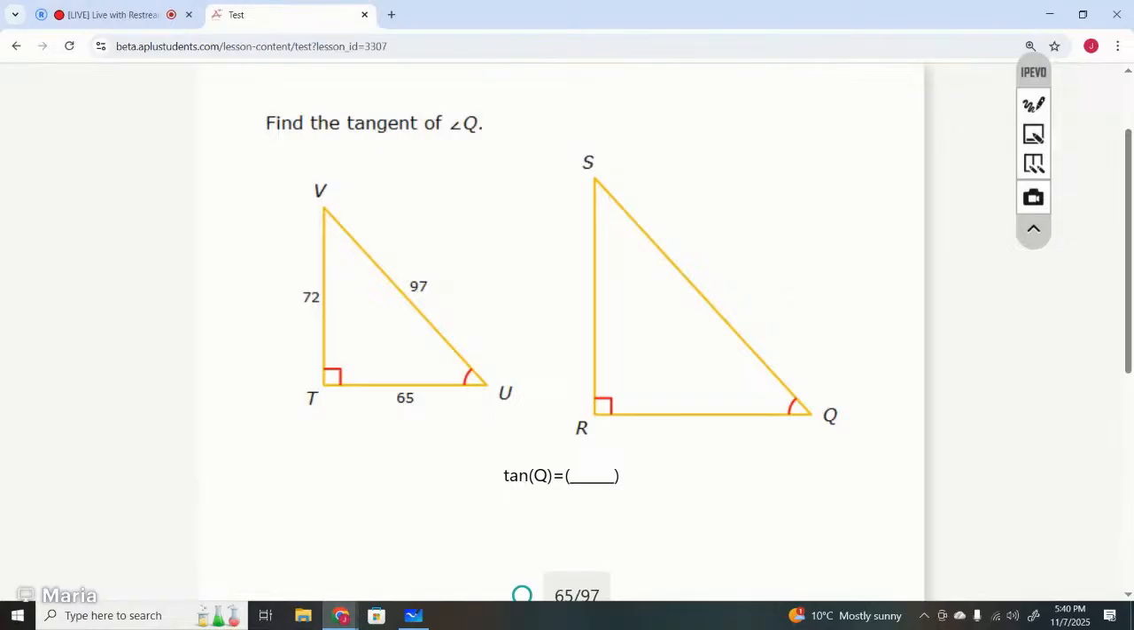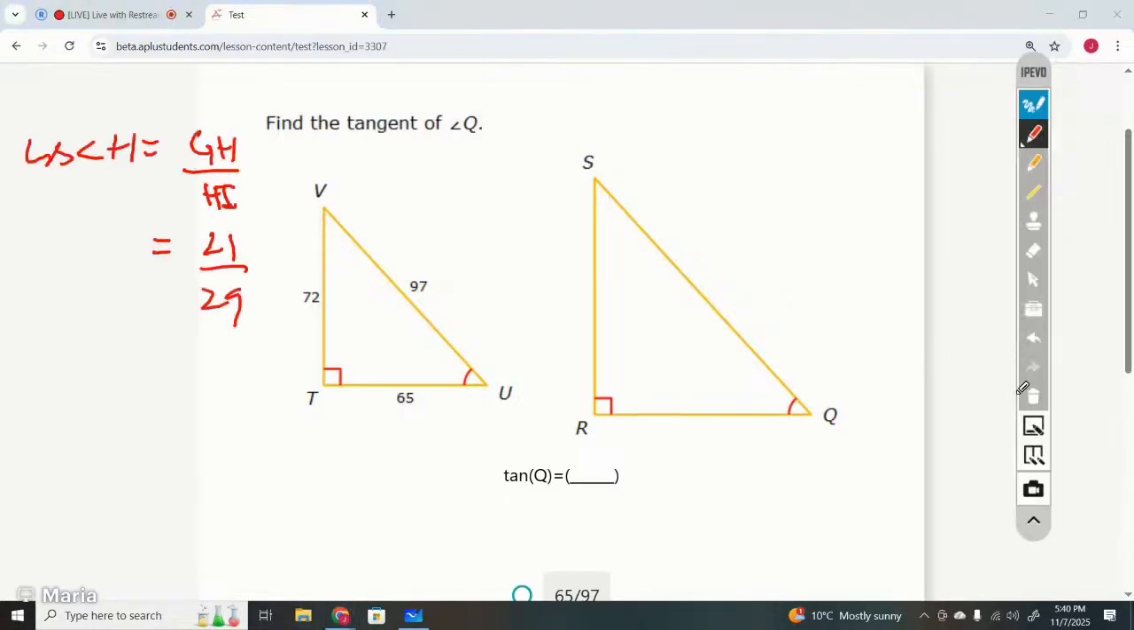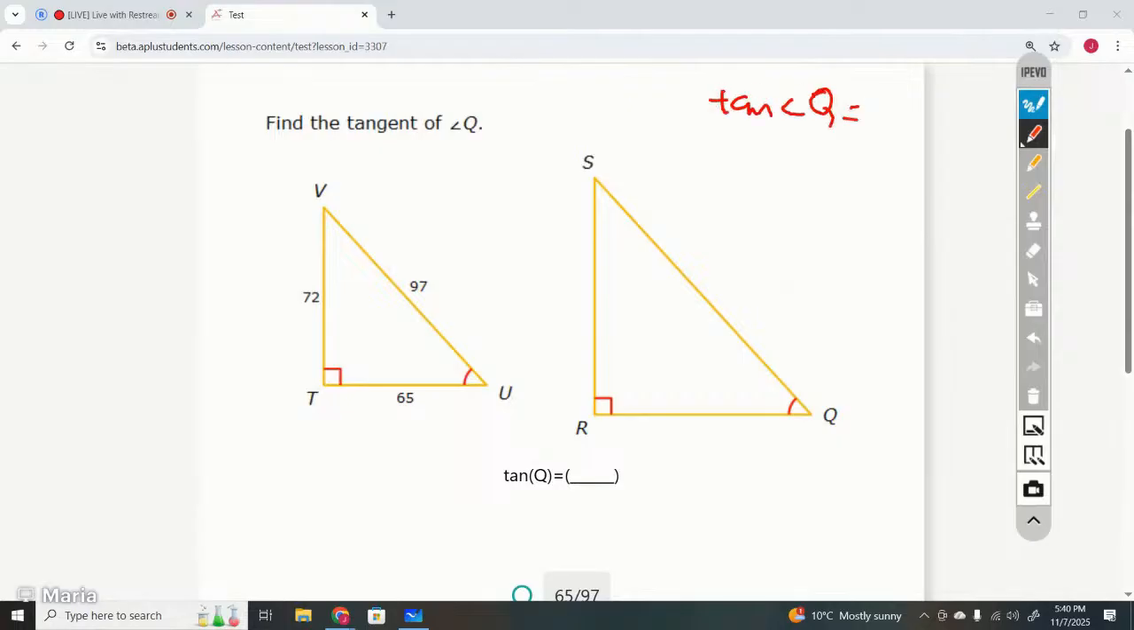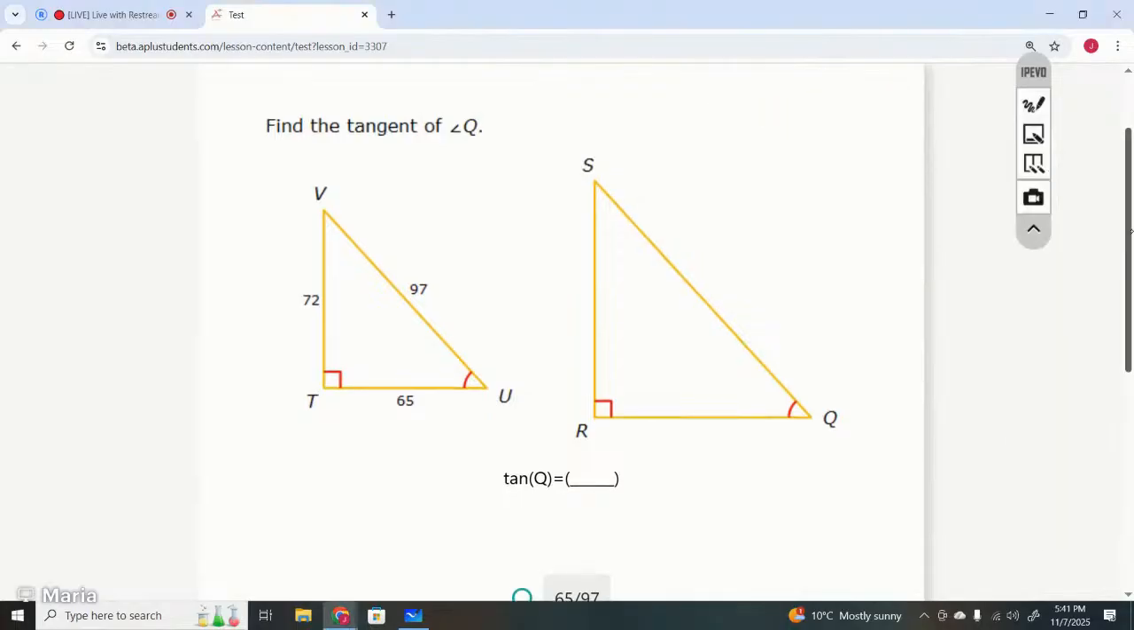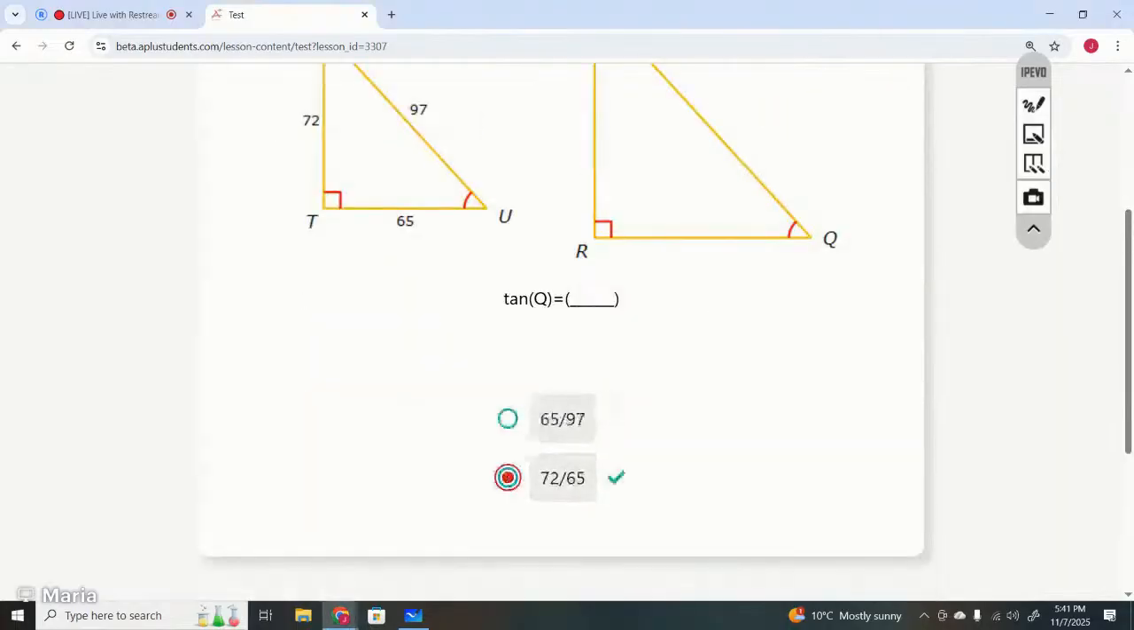Find the tangent of angle Q. That is PR divided by RQ. 72 divided by 65. 72 by 65. Option number 2 is the correct option.